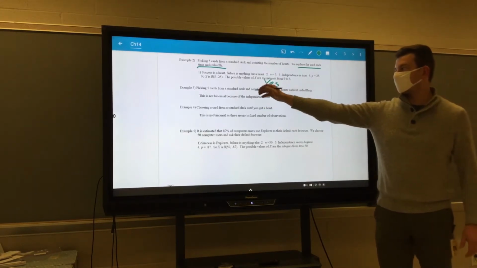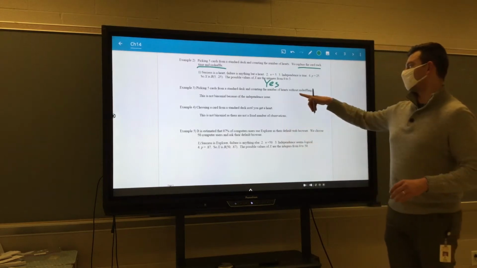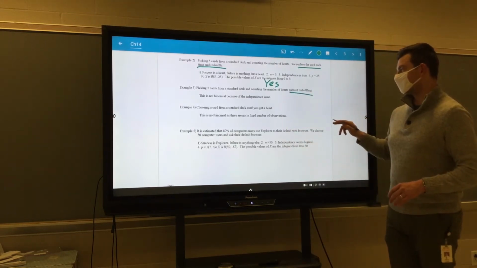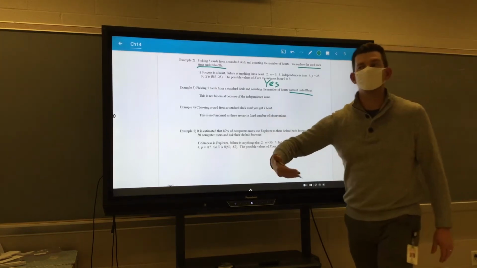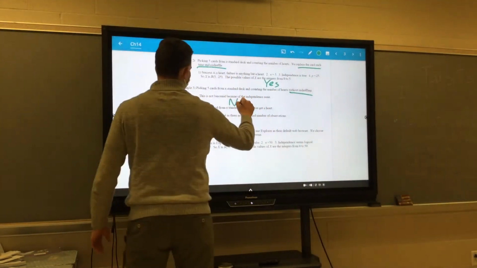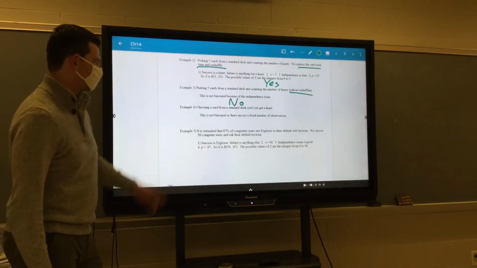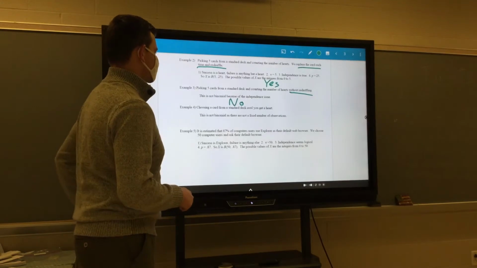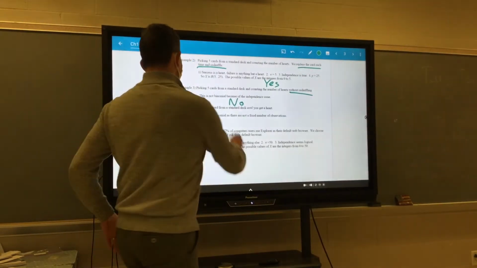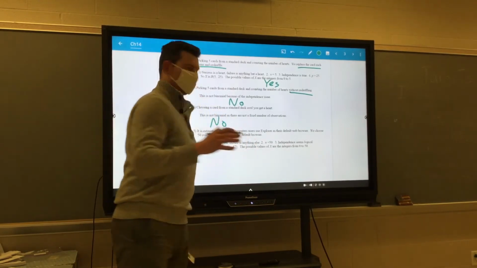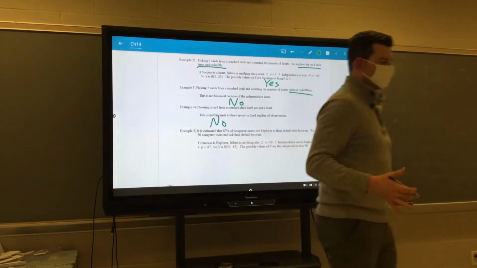Now, compare that with this next example, picking 5 cards from a deck, counting the number of hearts without reshuffling. Now, independence is the issue. The probability is changing. So this is no longer a binomial model. And number 4, choosing a card from a standard deck until you get a heart. I already mentioned that. Okay? That does not have a fixed number of observations. So that is not satisfying this binomial model.